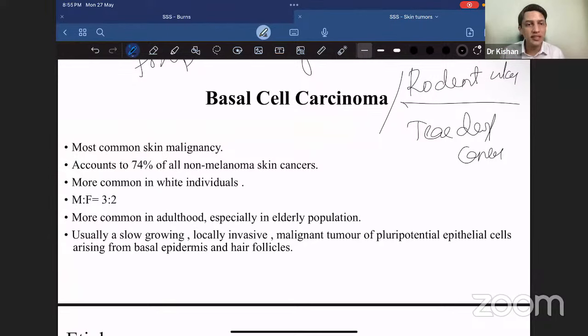This is the most common skin malignancy, accounting for about 75% of all non-melanoma skin cancers. More common in whites, and male to female preponderance is 3:2. It's more common in adulthood, especially in the elderly. SCC, BCC, all are common in elderly patients. Usually they are very slow growing, locally aggressive, locally invasive, and they arise from the basal epidermis and the hair follicles. Pluripotent epithelial cells arising from the basal epidermis and the hair follicles.